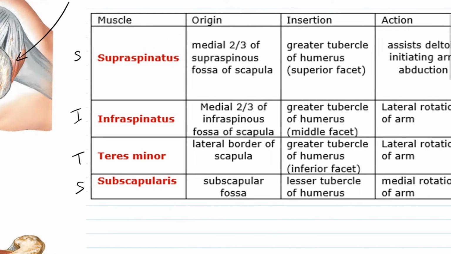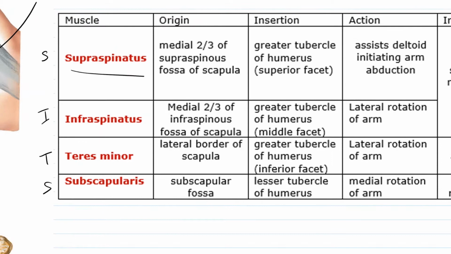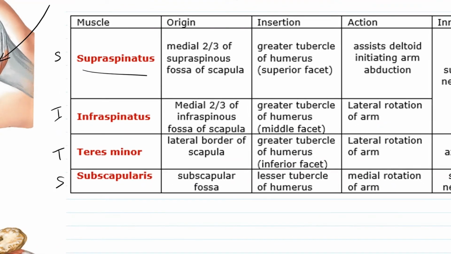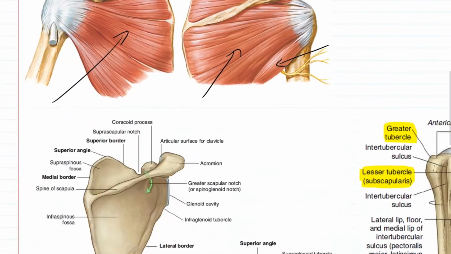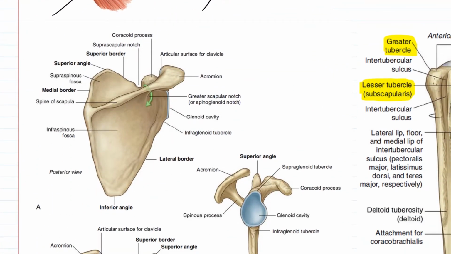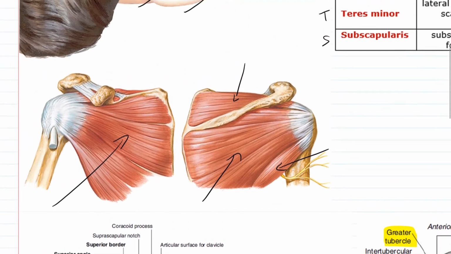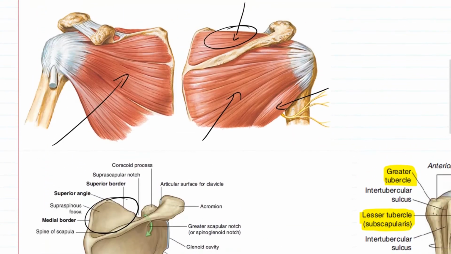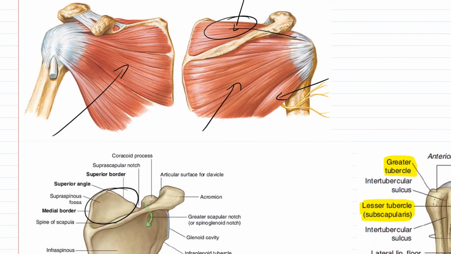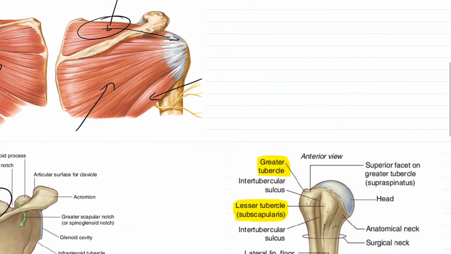So let's first talk about the origin and insertion of the supraspinatus. Its origin is the supraspinous fossa of the scapula, and the greater tubercle of the humerus is its insertion. If we look at the origin, it's located right here at the supraspinous fossa, and we see that the muscle is located right there. So that makes sense. And if we follow the trajectory of the muscle, it's going to be inserted at the greater tubercle. If you take a look at the bone, it's right there.